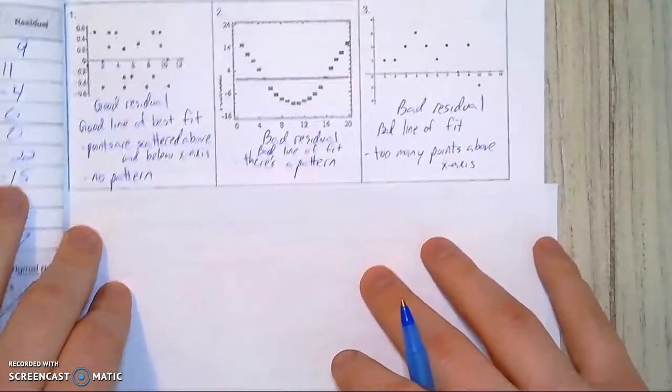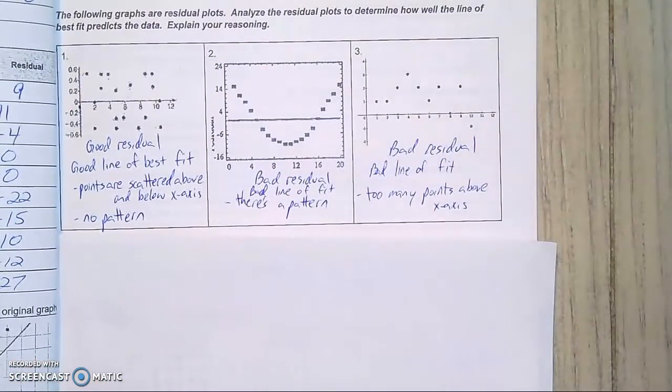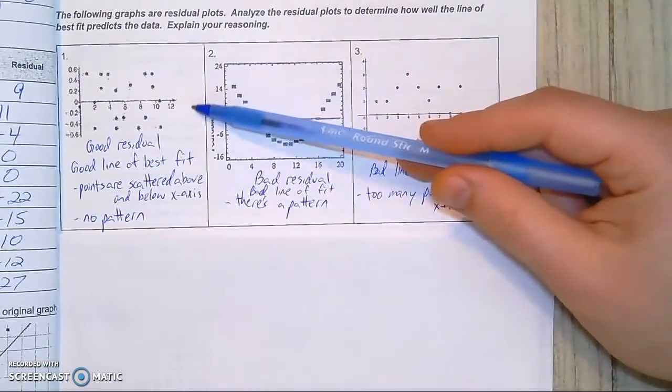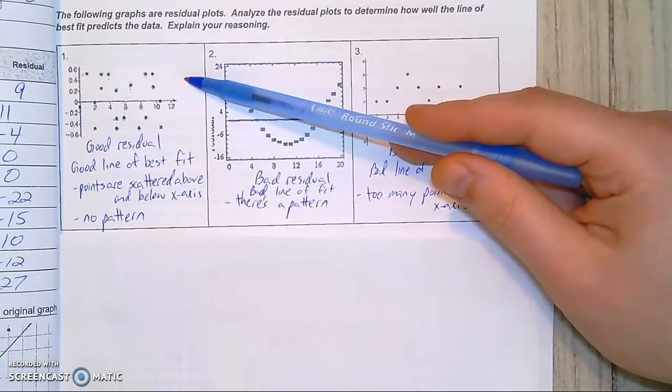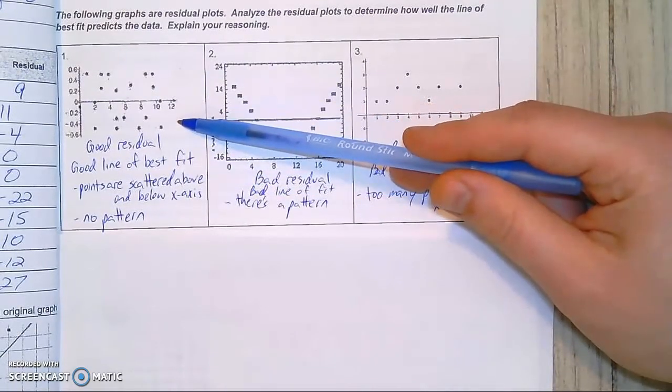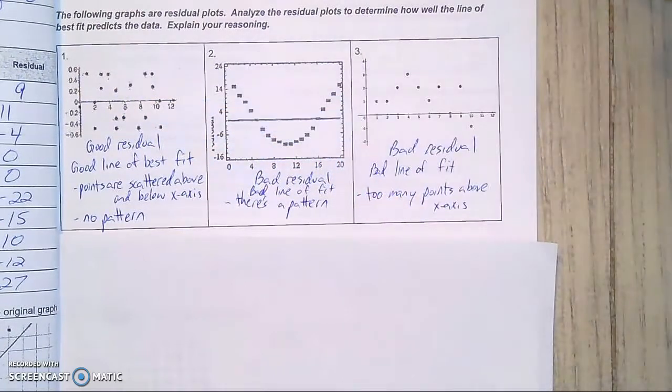So I found number 1 was a good residual, which tells me that this represented something that was a good line of best fit. We have points scattered above the x-axis and others scattered below. And there's no pattern. It goes up and down and kind of all over the place.